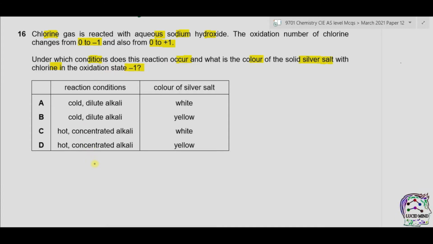We have two types of reaction. One is with cold dilute alkali. Second is with hot concentrated alkali. Now with cold dilute sodium hydroxide, the reaction will be like this. We have chlorine Cl2, sodium hydroxide, which is cold dilute. It will form sodium chloride, NaClO, and water.